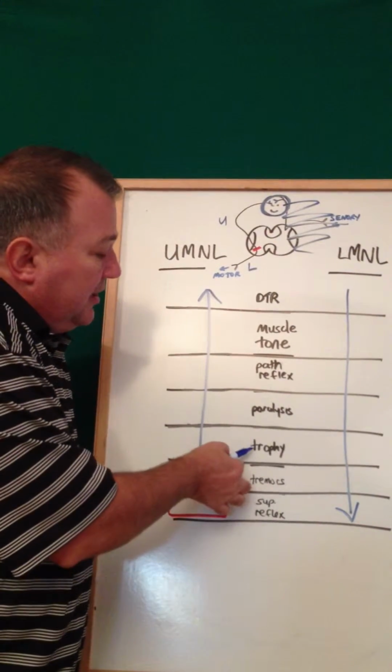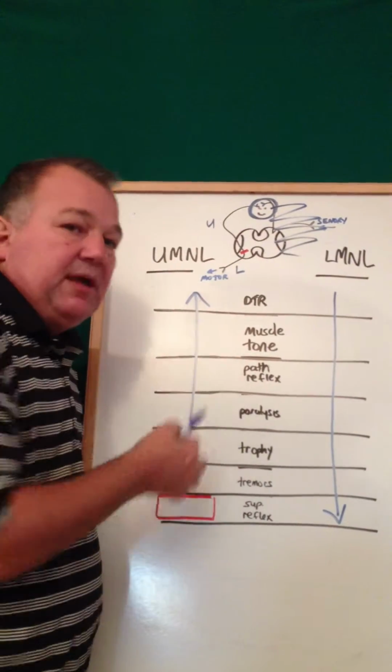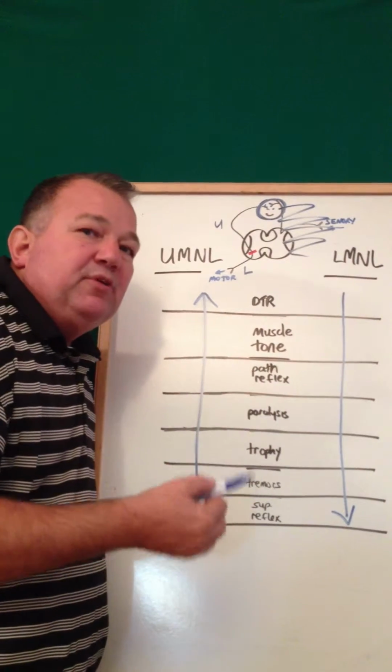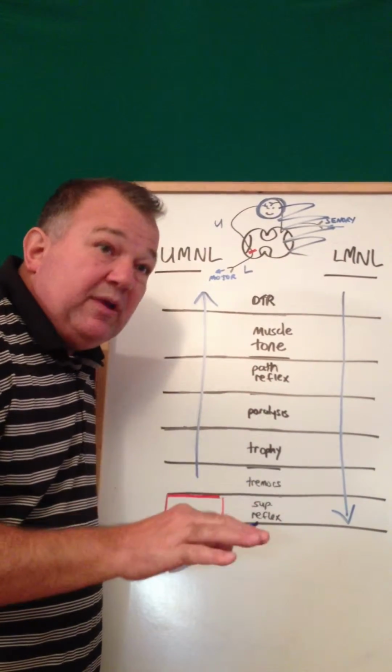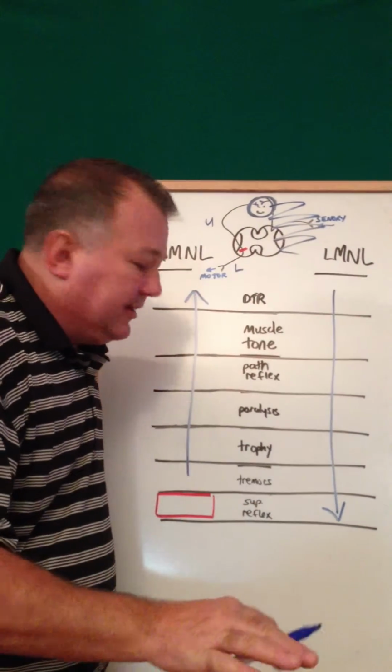What we call the trophy, or it's part of the tone, will increase with upper motor neuron lesion. The unique thing about this hypertrophy that happens with upper is it looks big, but it's really weak, so it blows out rather quickly. When we talk about lower, we're wasting away.